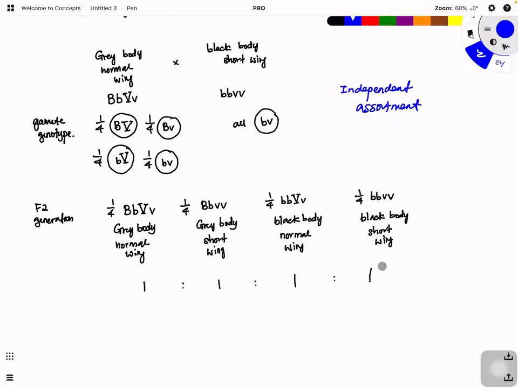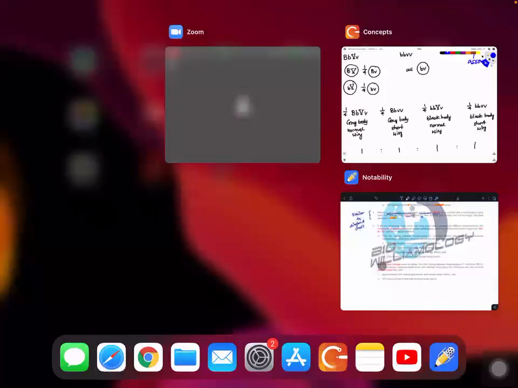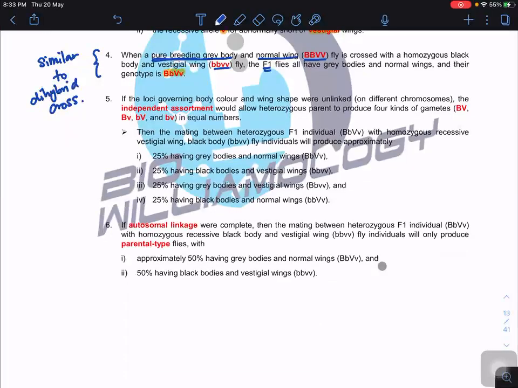Okay, but what Morgan has done here, Morgan didn't get this ratio 1 to 1 to 1 to 1. So what happened here is, if the loci governing the body color and also the wing shape are unlinked, it means that they are on different chromosomes, so independent assortment will allow the heterozygous parent to produce 4 different kinds of gametes in equal number or equal chance. So it means that you have big B, big V, big B, small v, small b, big V, and small b, small v. I drew it for you guys, right?